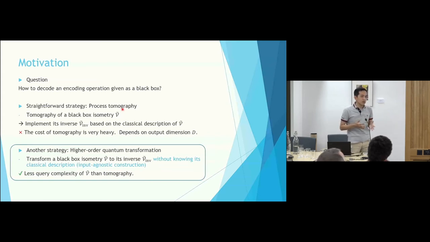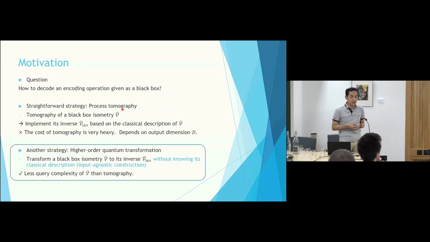I understand there are many people from the industry, and they might not really want to disclose how your encoding process is done. It might not be appropriate. Of course, if you have access to this encoding black box several times, you can do, say, process tomography to reveal the identity of your black box. However, tomography is very costly.